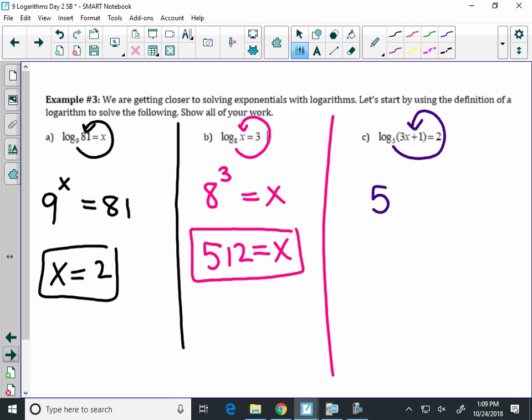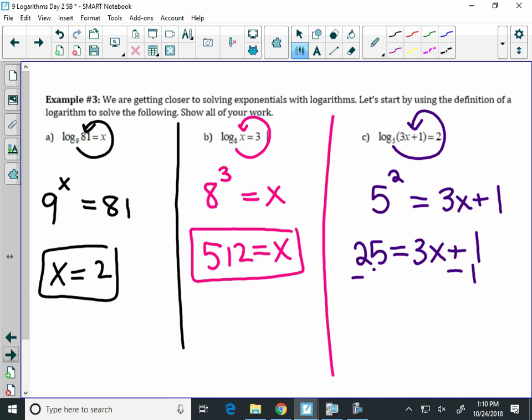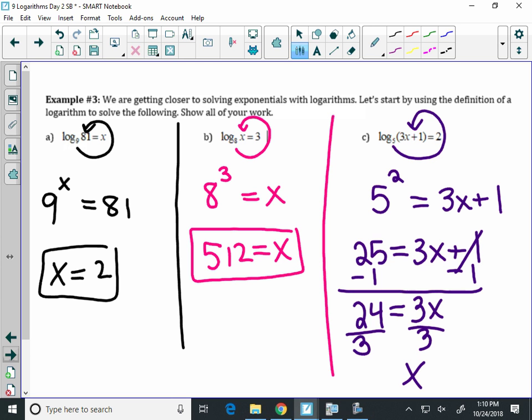Rewrite this as 5 to the second power equals 3x plus 1. Well, now you just have an equation. What's 5 squared? 25 equals 3x plus 1. And you're going to solve that for x. Right, you'll subtract, you'll divide. You write down as many steps as you need to. And what do you get for x? 8. Good. Not too bad yet? We're not fully solving equations with logs, but we're solving something.